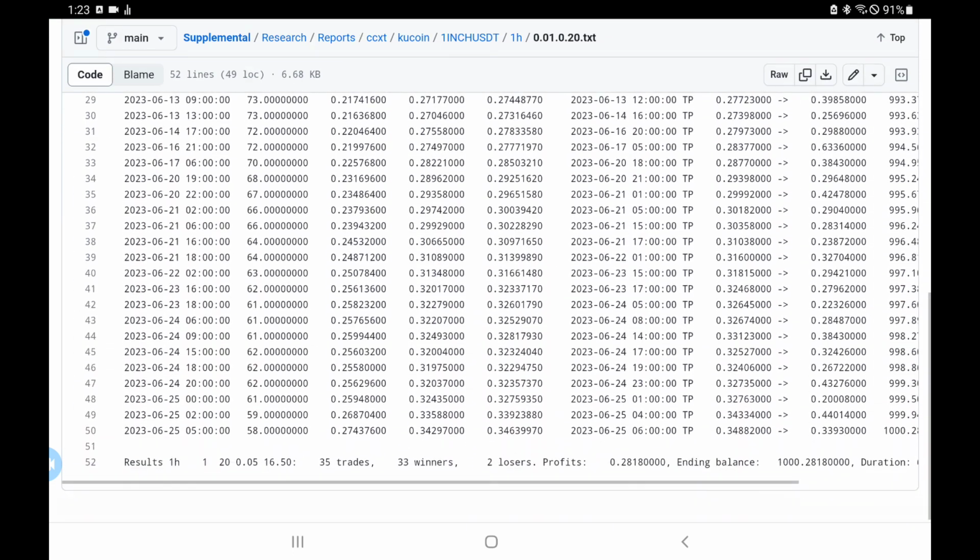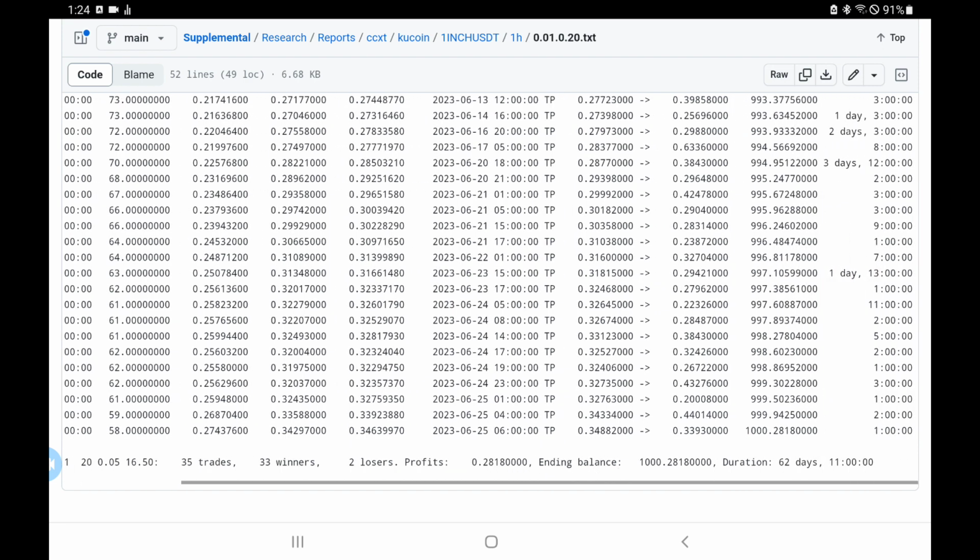So let's go down to the results. Total of 35 trades, 33 winners, 2 losers. And I made a profit of 28 cents. And the total running duration of this trade was 62 days and 11 hours. So it took me 62 days to make 28 cents.